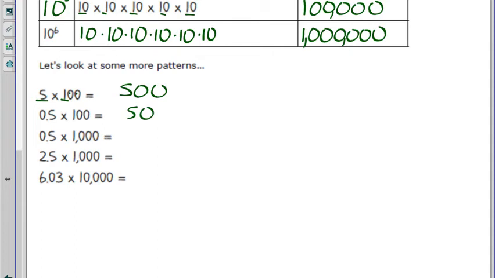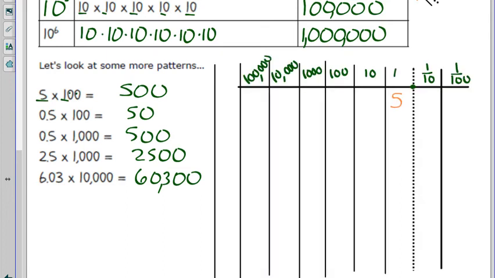And then I have another calculator. I'm going to pull that out, and I'm going to get 500. And then we have this. We're going to do 2,500. And then we have 60,300. Okay, so let's look at this on our place value chart, because I know you guys did a lot of this in elementary school.